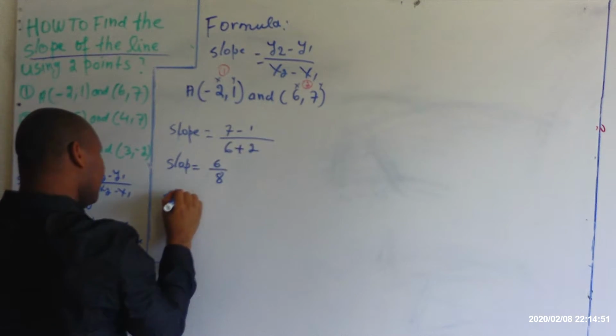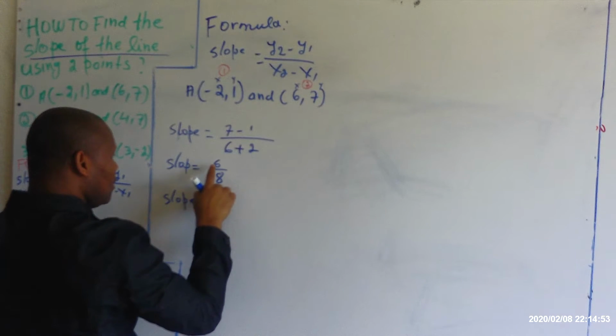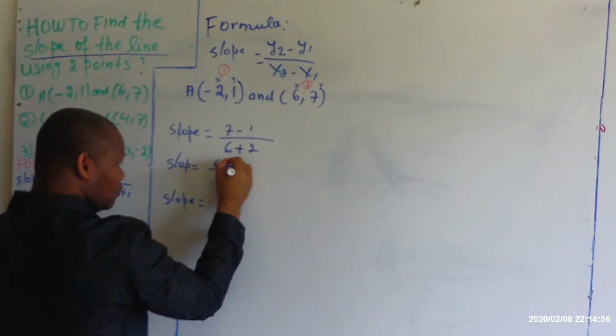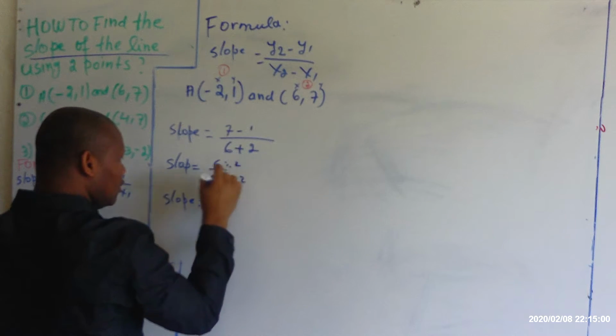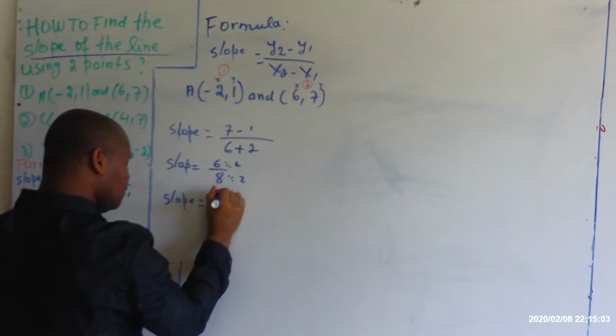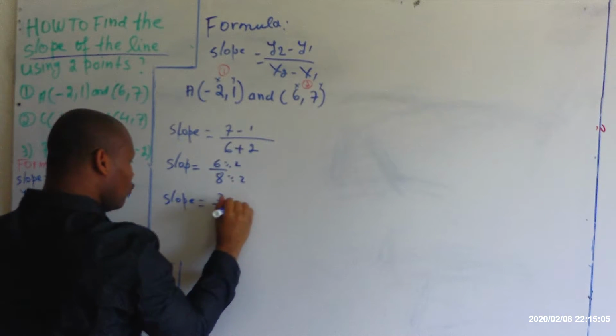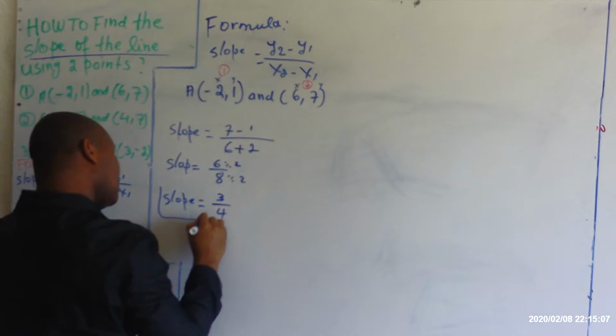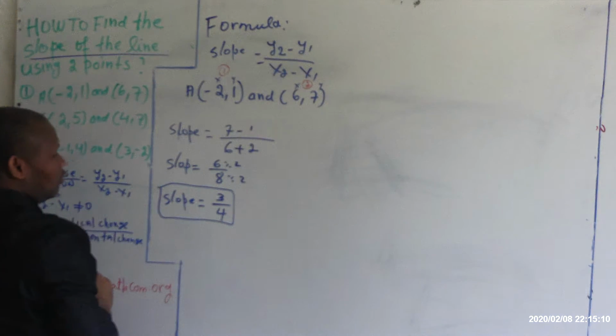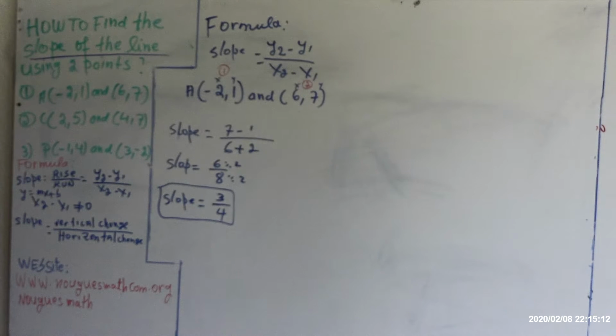Okay, let's simplify. Divide by 2. 6 divided by 2, that's 3. 8 divided by 2, that's 4. So the slope is equal to 3/4. Okay, so that's the first example. As long as you can use the formula correctly, you will know how to calculate the slope of the line. Okay, let's do the second example.